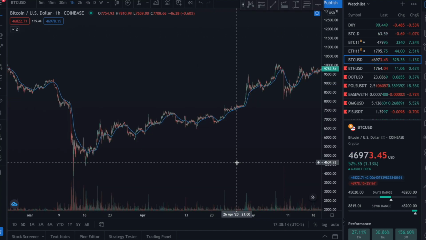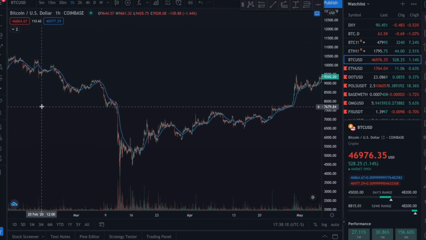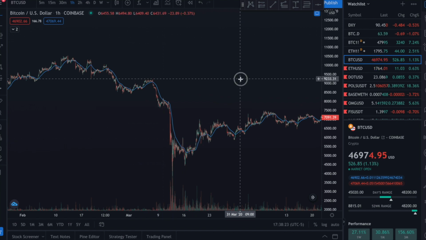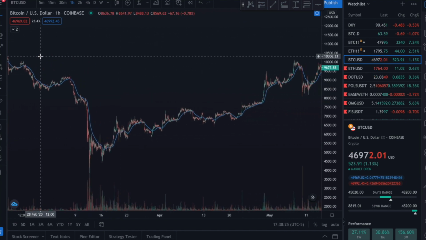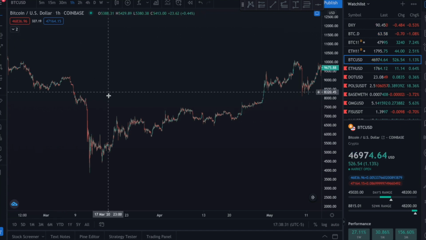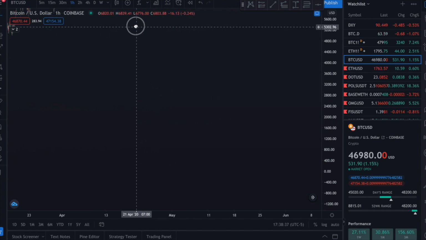Okay, so I have a chart pulled up here. This is just Bitcoin paired with the US dollar on Coinbase. I just found a spot in Bitcoin where I seen price drop off, and I want to show you how to basically use the fib retracement with finding support and resistance lines. So first, let me just give you an example of how to use the fib retracement.